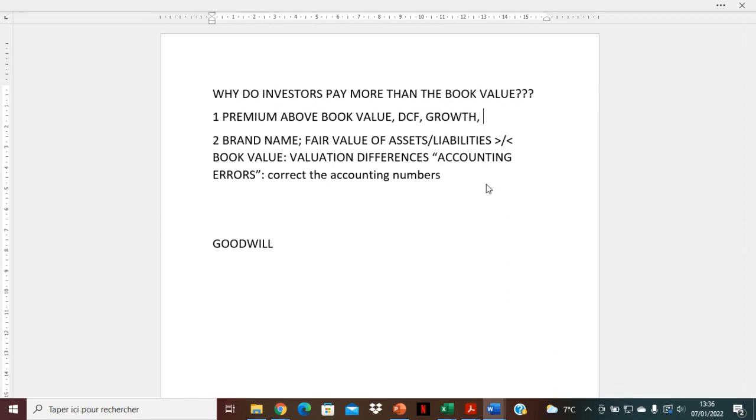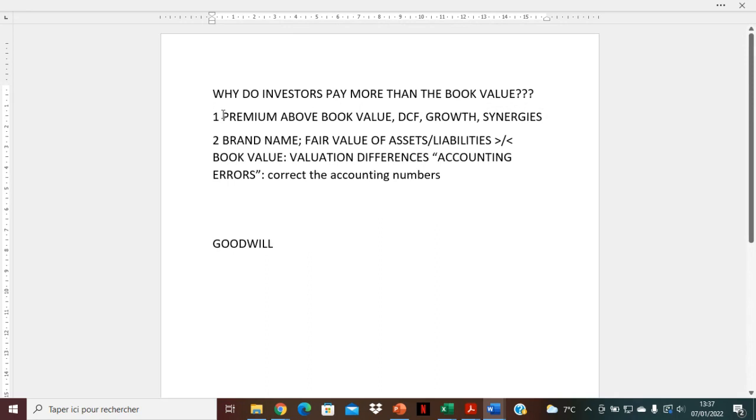What else? By the way, what is the number 1 reason that acquirers use to justify their acquisitions? Do you know what that is? It's always mentioned. One company buys another, and they will always give that reason. Number 1 reason why people buy other companies. Synergy, exactly. Synergies. So synergies would also be a reason why I would pay more. So premium, discount, cash flow, synergies, etc.